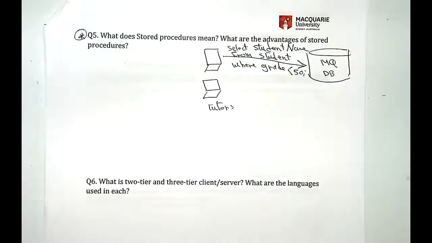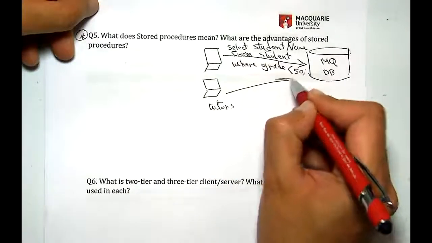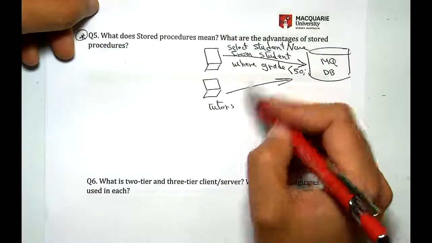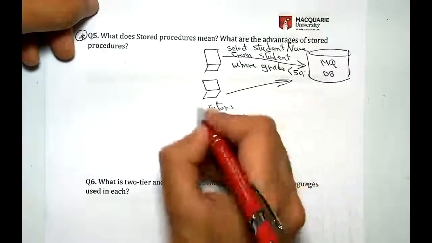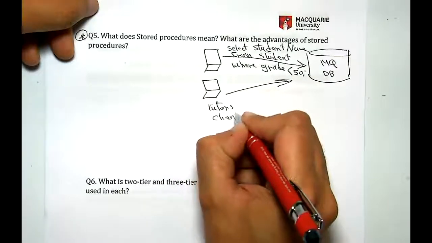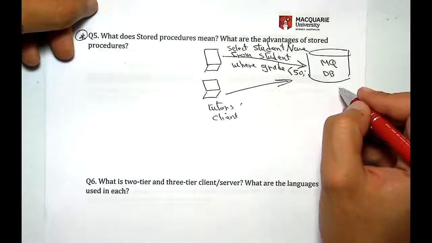Okay, and imagine we as a tutor do this all the time. We send the query to see how many students in each class get less than 50. So we send this query hundreds or maybe thousands of times every semester. So this is a bit more traffic to send from the tutor client to the server.